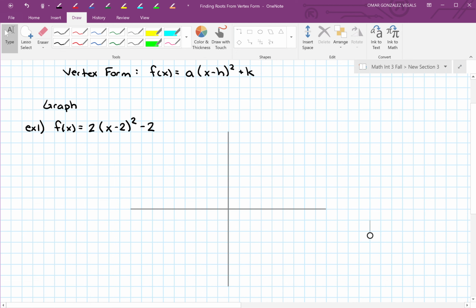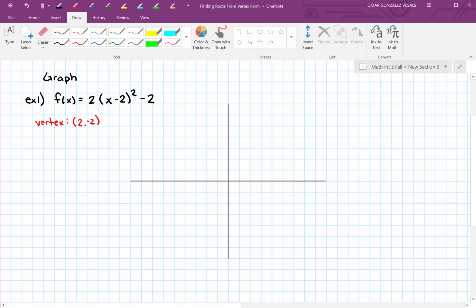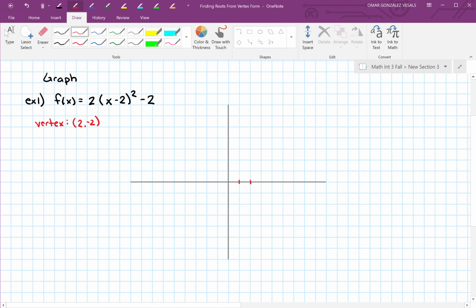All right, so I'm going to start with my vertex, guys. I'm going to look at my function, and I can easily tell what my vertex is. My vertex will be what, guys? 2 and -2. So I'm going to put that on my graph. So I'm going to go over 2 and down 2. Okay, and now I'm going to write my axis of symmetry. It goes right down my vertex. And that's all I'm going to do for now, because next, what I'm going to show you guys is how to find the roots. Okay?